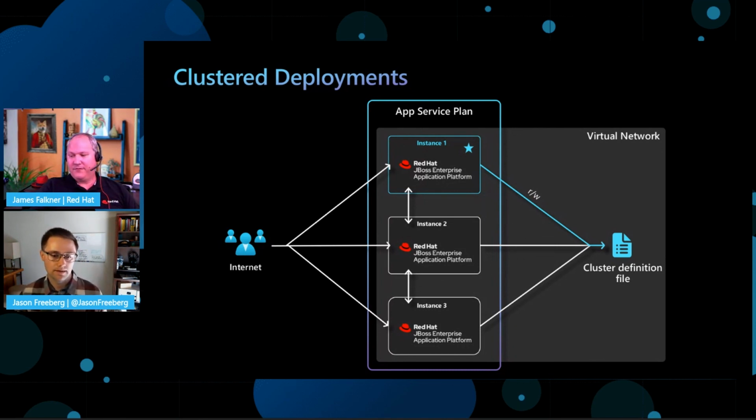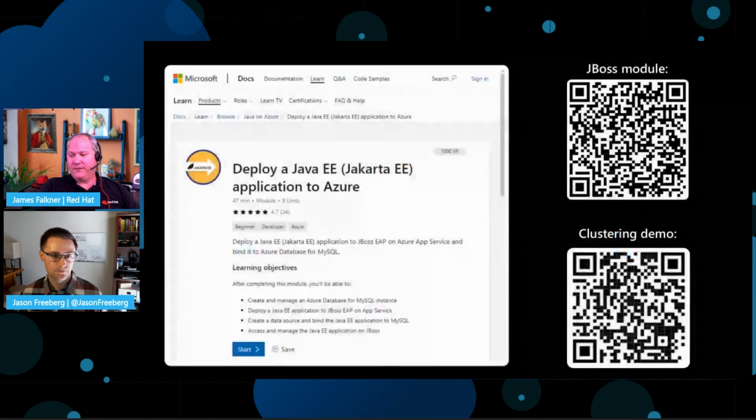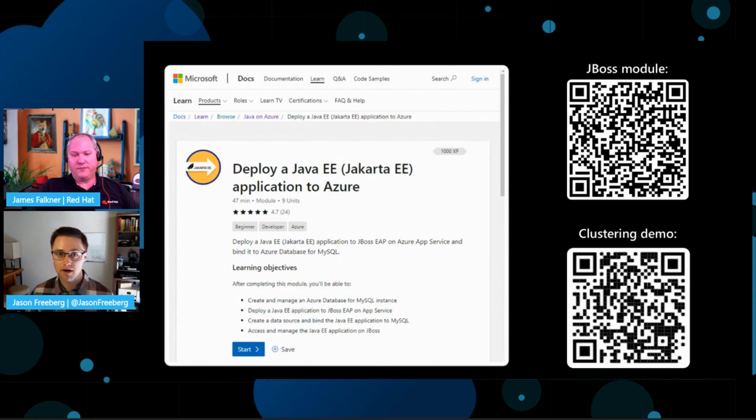Now, we went over a lot of content today, so go ahead and check out these resources. The first QR code on top is a link to the JBoss on Azure module, which we're seeing here on the screen. And then down below is a demo that you can go through for deploying a clustered application onto Azure App Service. In that demo, it gives you an ARM template and instructions to deploy all of the infrastructure. So all you need is an Azure subscription and Java installed locally.